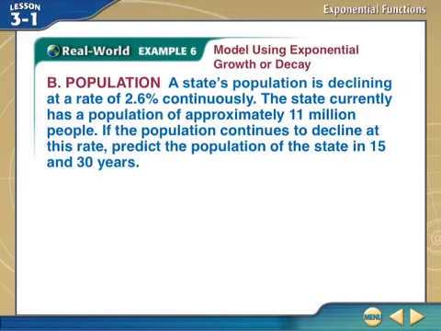In real world example 6, we are going to model using exponential growth or decay. We are using a population example again. This time a state's population is declining at a rate of 2.6% continuously. The state currently has a population of approximately 11 million. And if the population continues to decline at this rate, we can predict what the population of the state is in 15 and in 30 years.